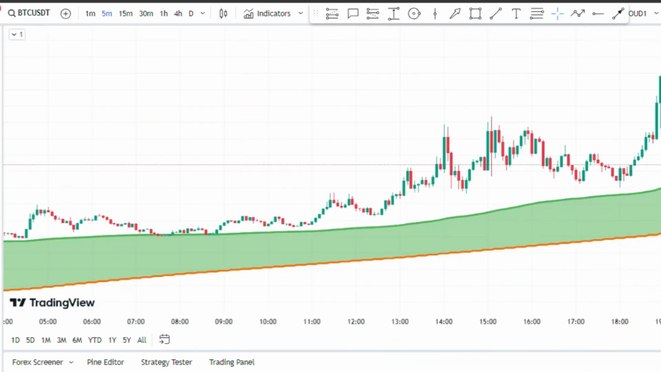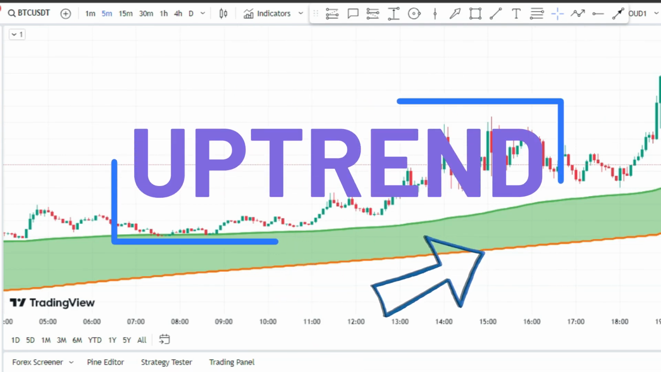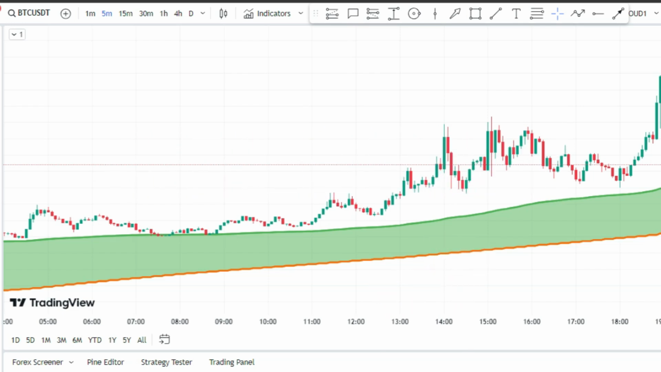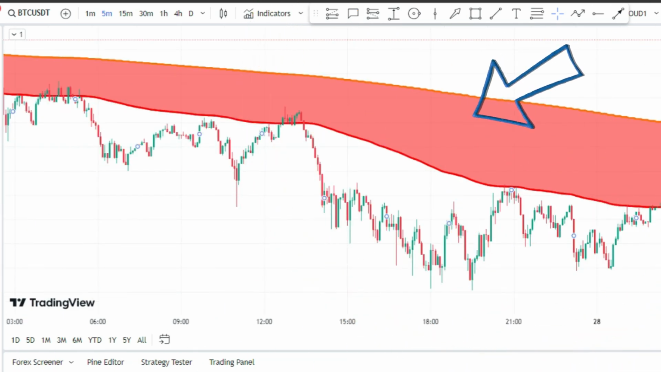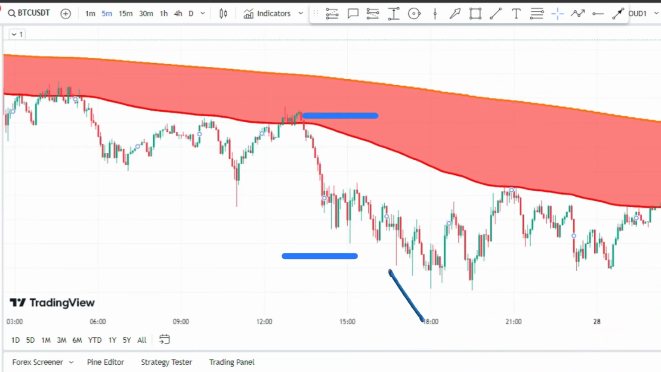Now you'll see a colored ribbon on your chart. If the ribbon is green, we have an upward momentum in the market. If it's red, the current market momentum is downward.